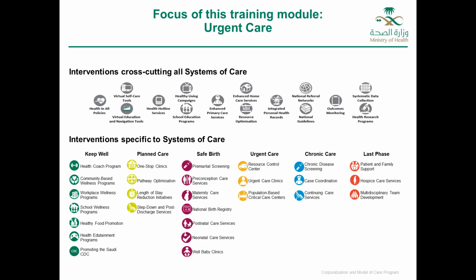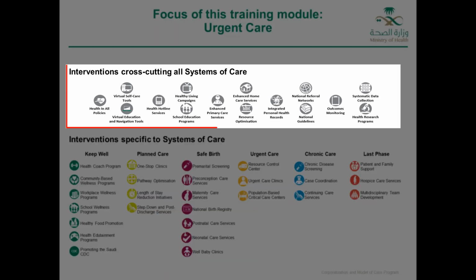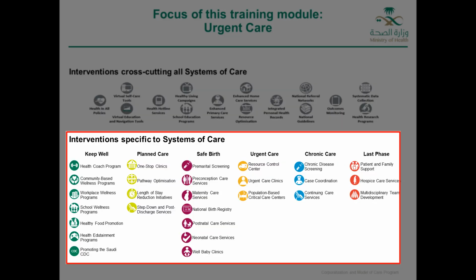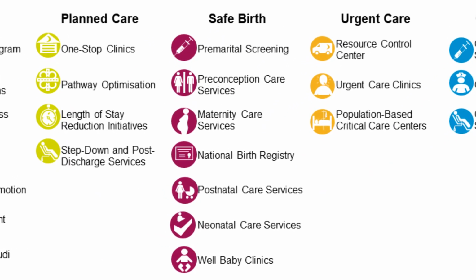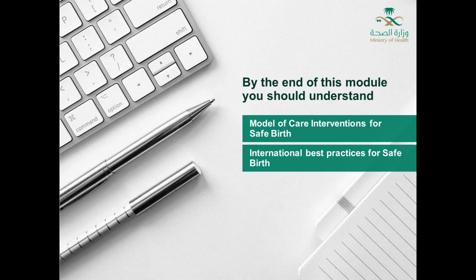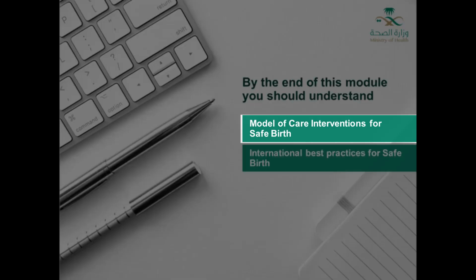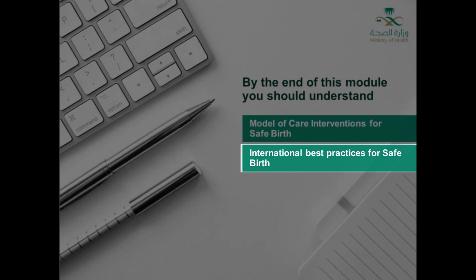The model of care will be delivered through 42 interventions, some of which cut across systems of care, while others are system of care specific. Today's module will focus on the Safe Birth system of care. By the end of this module, you will understand what the model of care interventions for safe birth are, as well as some international best practices for safe birth.